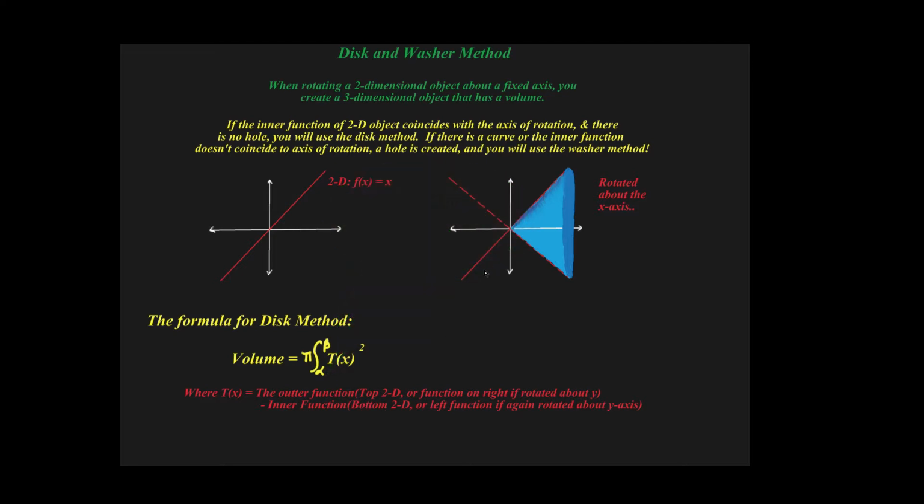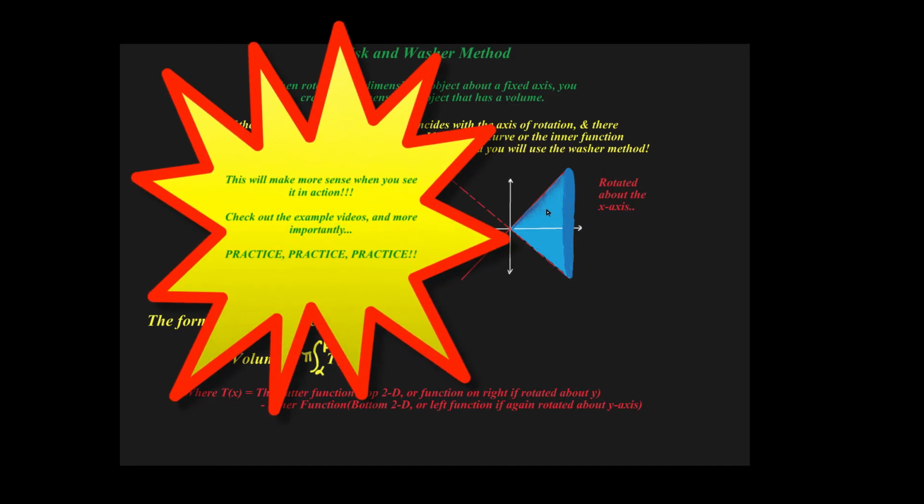Now what happens if we have a hole? Let's say our function curves right here, or we rotate it about an axis that's different from our inner function. That's when you use the washer method.